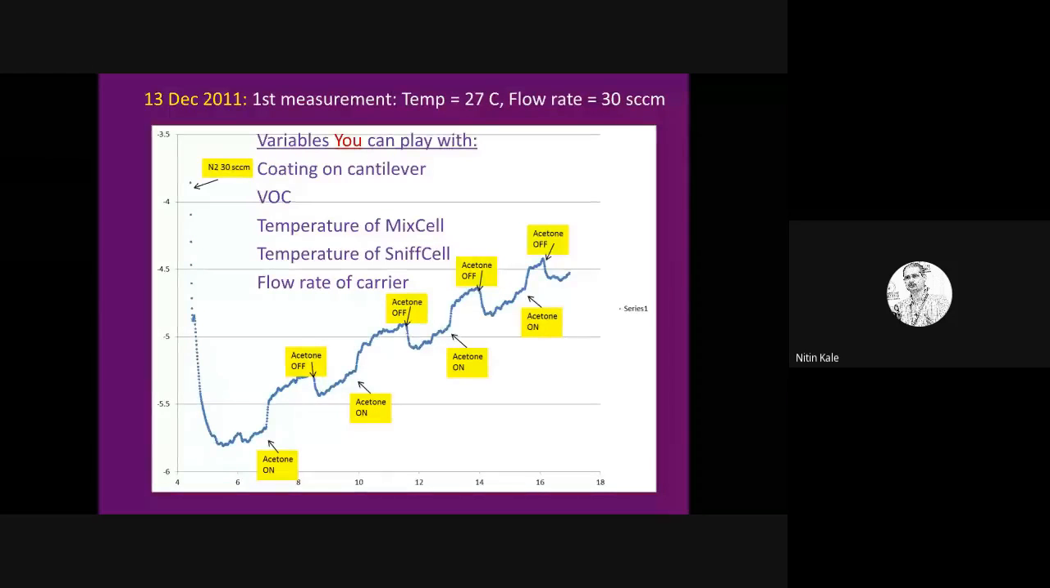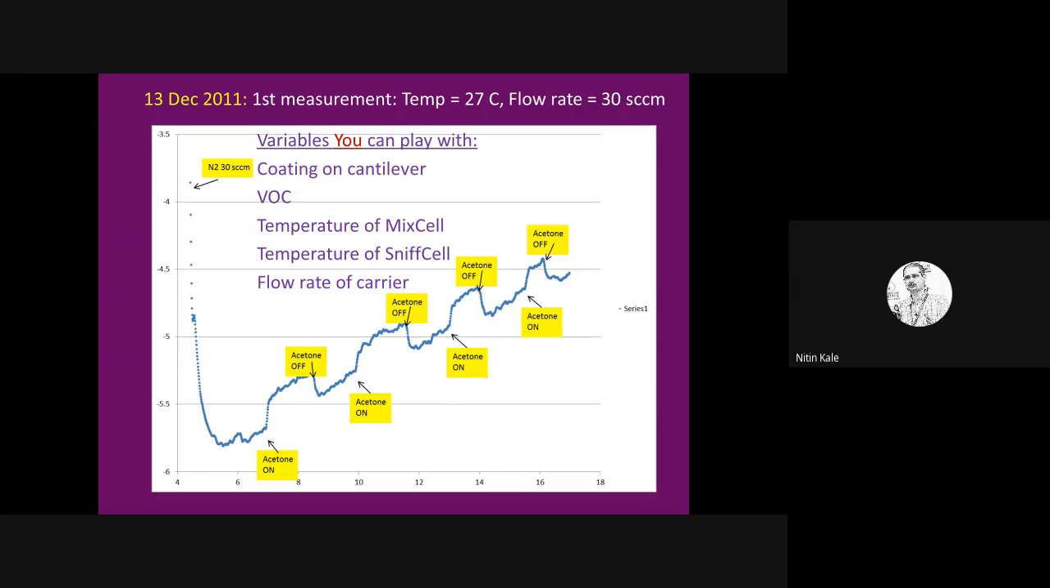Now, you can do a lot of experiments with this setup. For example, you can change the coating on the cantilever. You can change the volatile compound in the flow, in the liquid cell, or in that headspace vial. You can change the temperature of the heater which you are using to create vapors in the headspace. You can change the temperature of the reaction chamber. The reaction chamber is called a sniff cell. You can change the temperature there.